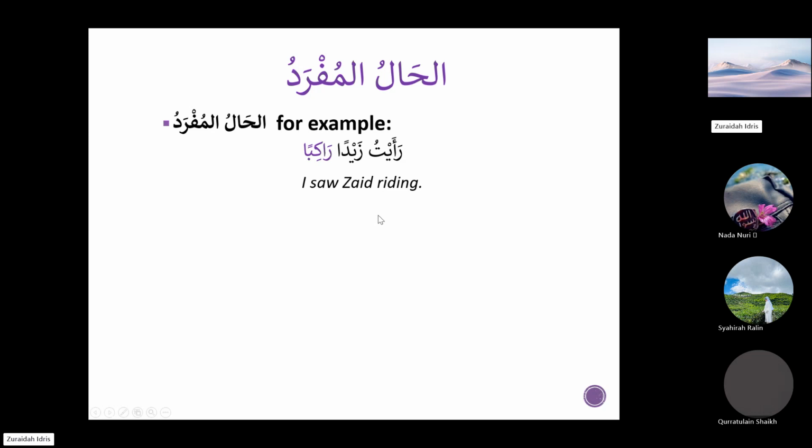He was riding. Here we have Dakhala al-mudarisu al-fasla hamilan kutuban kathiratan. The teacher entered the classroom. Hamilan here is treated like a fi'il, just like above. So how would I translate this? Sister Ralin, would you like to give a go at the translation here?